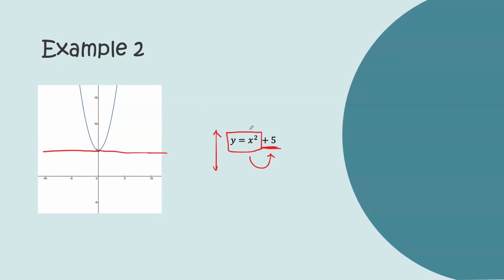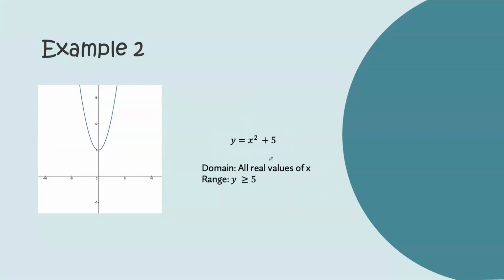Why? Because this portion can never be negative. And if the smallest value this can be is 0, then the smallest value that this whole graph can take up is 5. So again, if you look at the domain and range, the domain is all real values of x, and the range is just y has to be greater than or equal to 5.